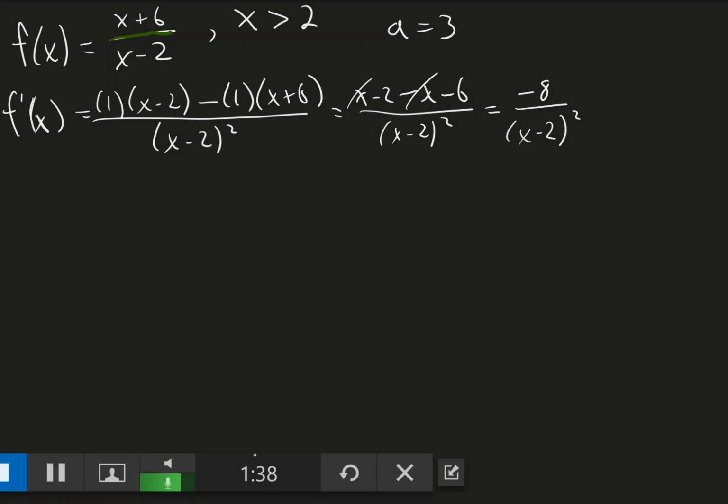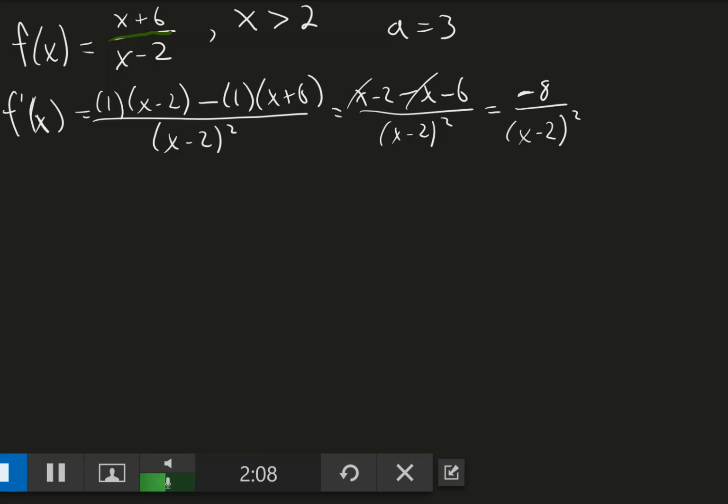If we're only looking at these x values, where x is bigger than 2, then this derivative is negative. It would always be negative, because if x is bigger than 2, then x minus 2 is always positive, and when you square it, that's always positive. But then you've got a negative divided by something that's always positive, so this is always going to be negative.